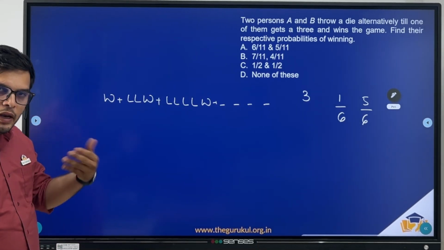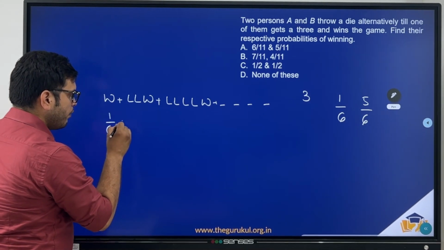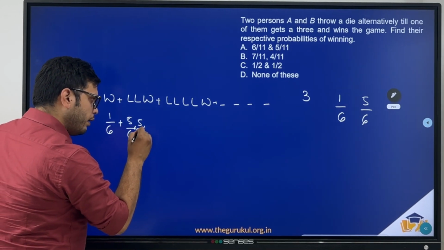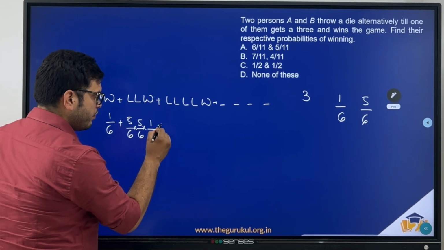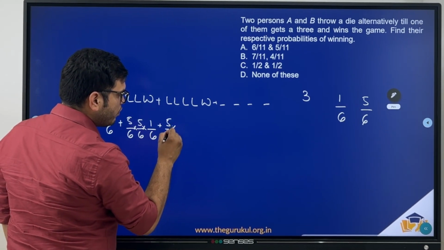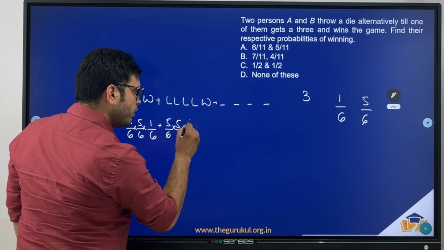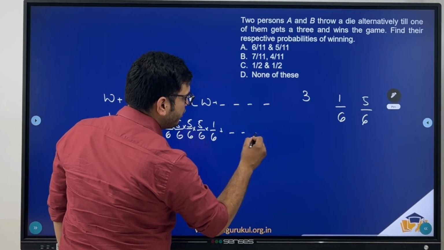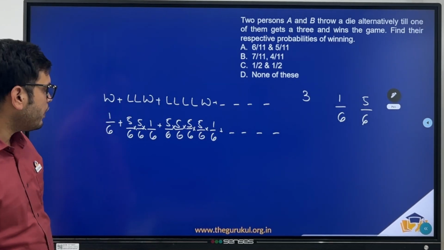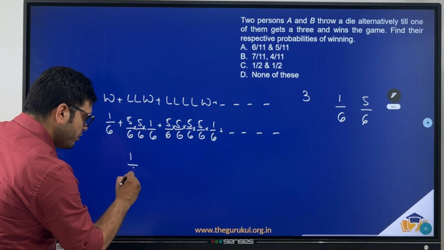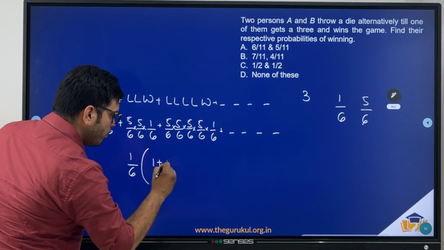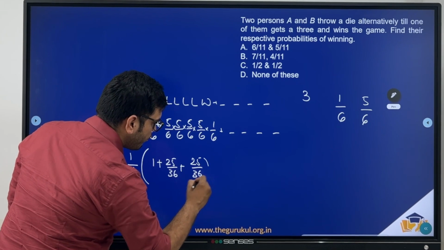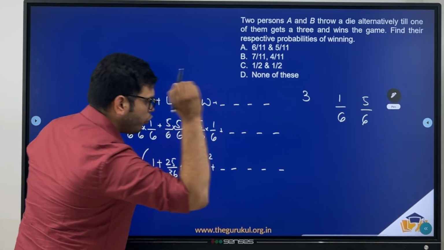Now what is the probability of A winning? 1 by 6 plus A losing 5 by 6, B losing 5 by 6, and A winning 1 by 6, plus in this case A losing 5 by 6, B also losing 5 by 6, A losing again 5 by 6, B also losing 5 by 6, and A winning 1 by 6, and this continues till infinite turns. Right. Now what can I take common? I can take 1 by 6. Then what do we have? 1 plus 25 by 36 plus 25 by 36 whole square and 25 by 36 whole cube, and so on.